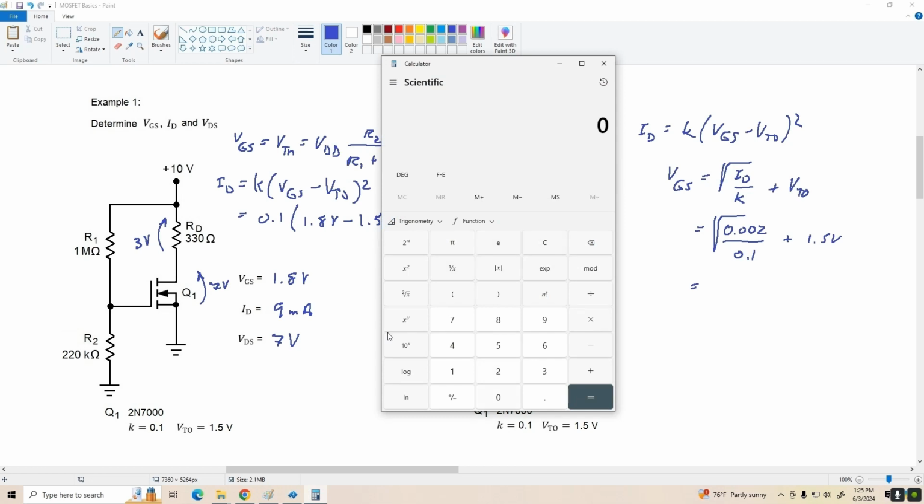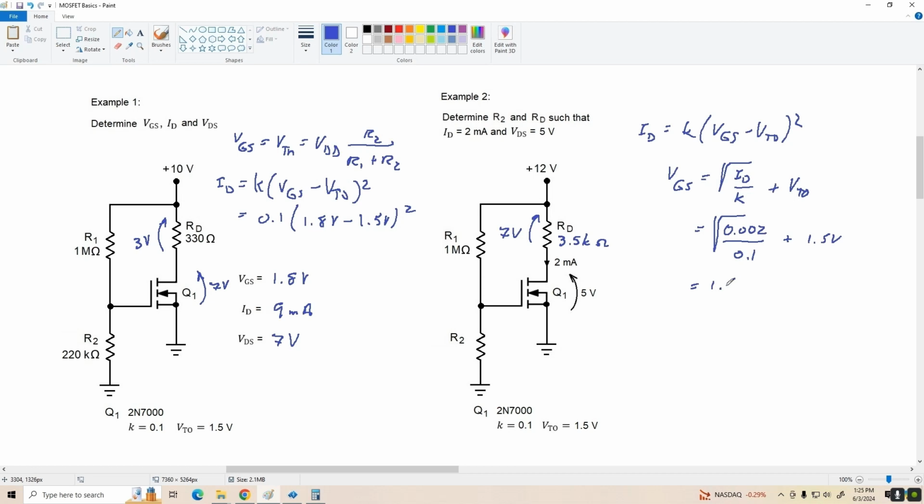All right, so 0.002 divided by 0.1, we'll take the square root, plus 1.5 means we need a VGS of about 1.64 volts. Okay, so I'm going to write that over here, 1.64 volts. All right, and now we're going to have to solve the voltage divider equation for R2.